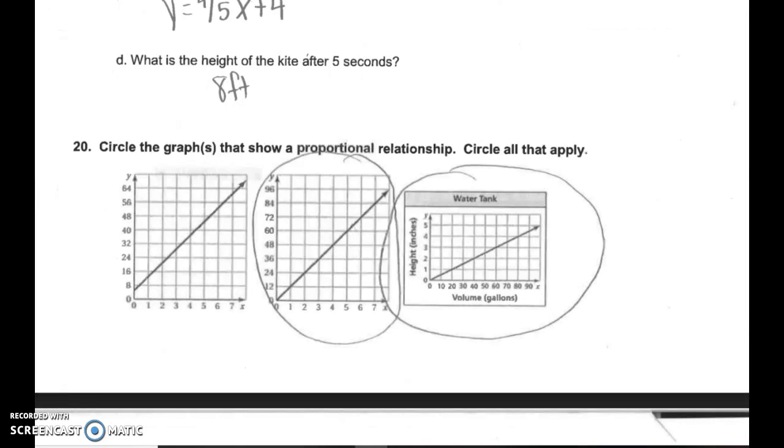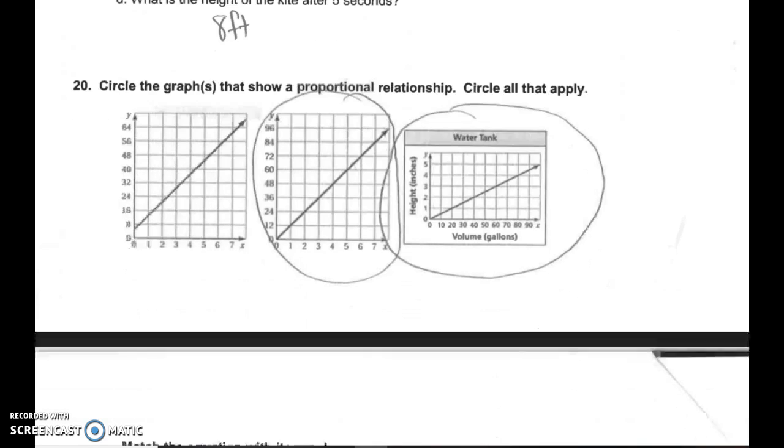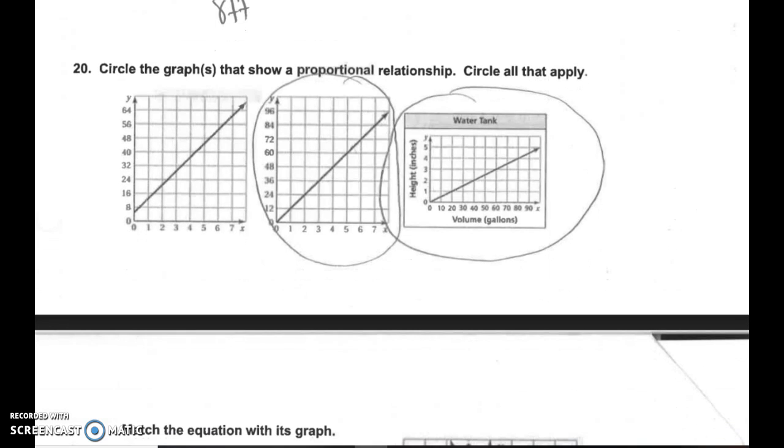Number 20 is about proportional relationships. Remember, we said a proportional graph is one that passes through the origin. It's an equation in the form of y equals mx. So the second and the third graph are both proportional because those lines pass through the origin.